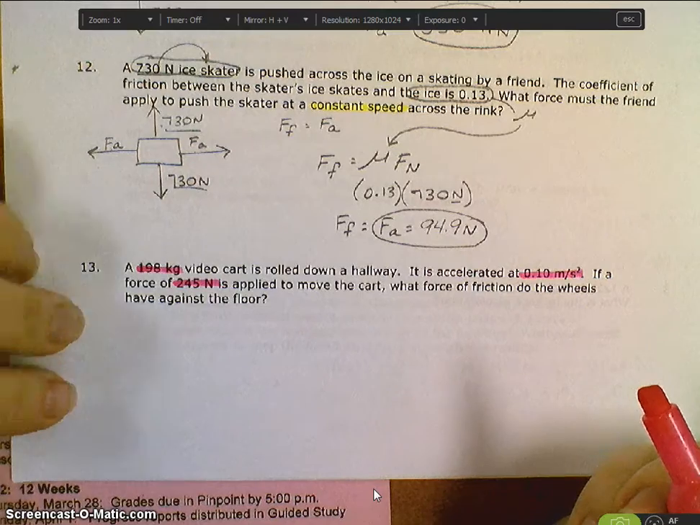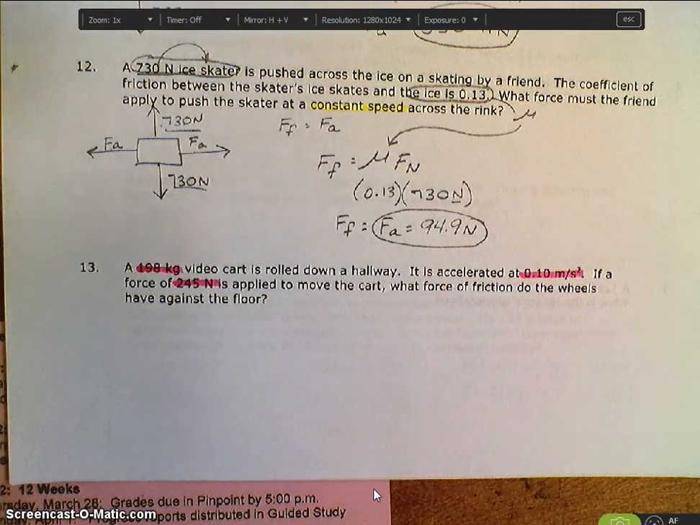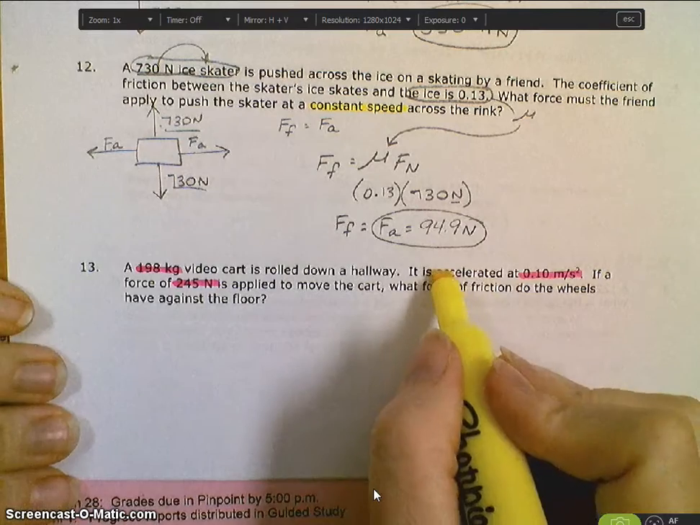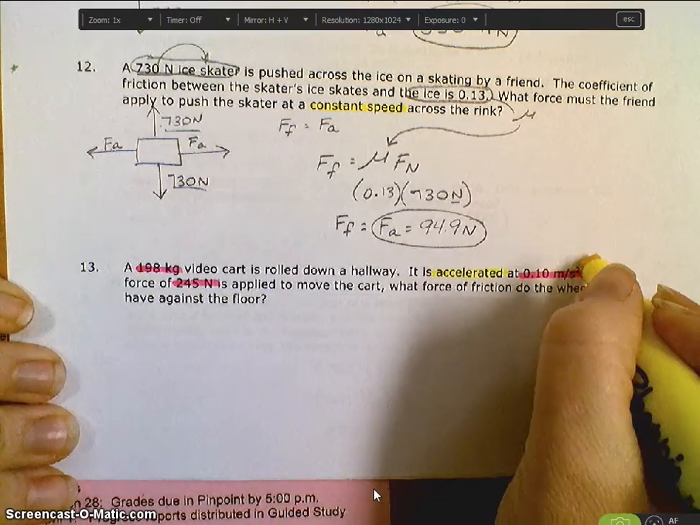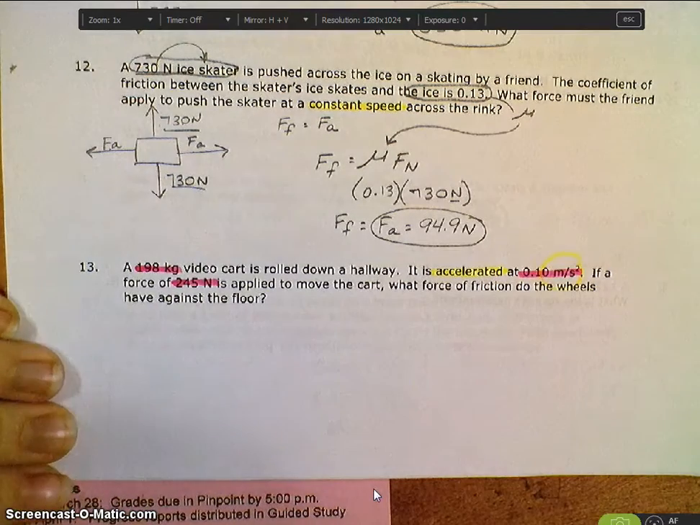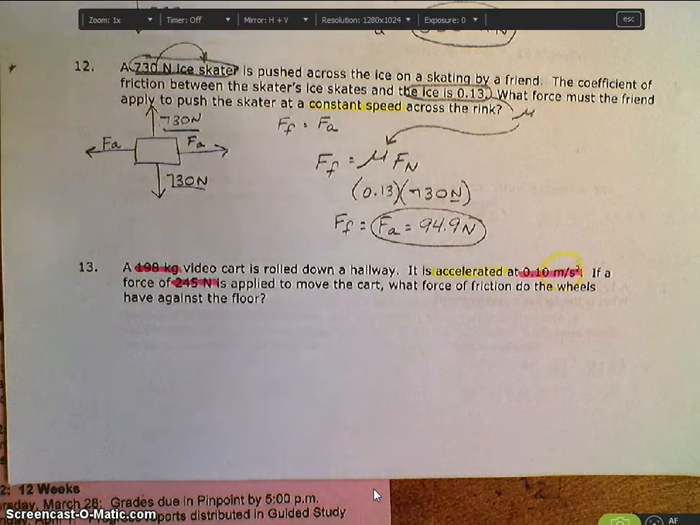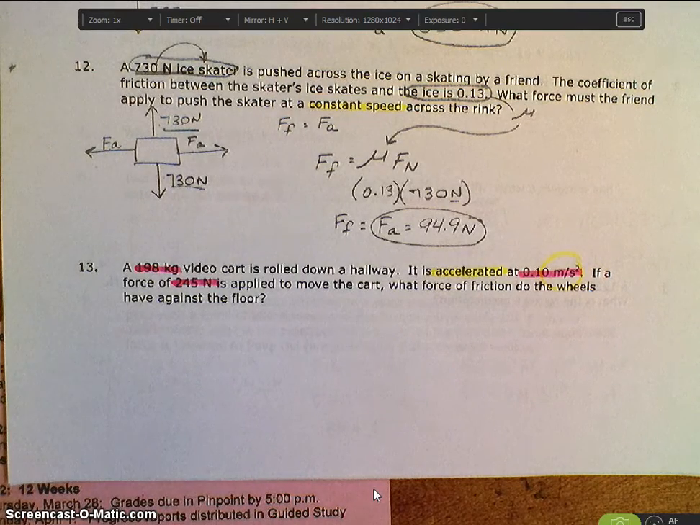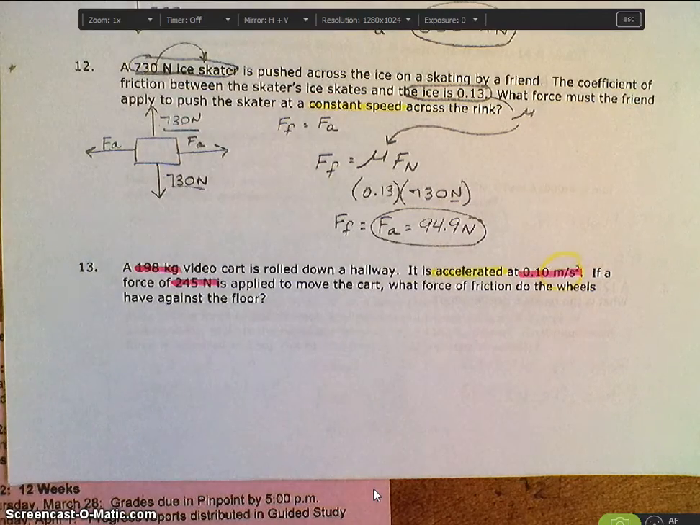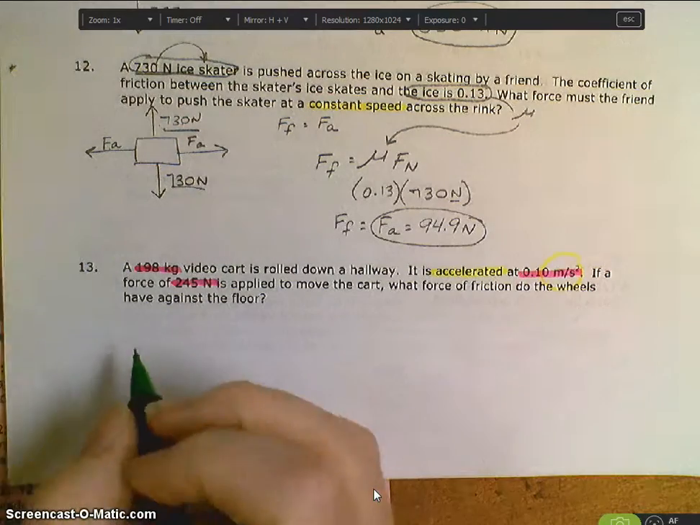That's acceleration. Okay? Acceleration, again, I don't even have to read the problem to know about it, because I saw meters per second squared. But if I do read the problem, I know that we are dealing with accelerated motion. So we have a 198 kilogram video cart rolled down a hallway and accelerated 0.1 meters per second squared. I'm going to start my drawing there.